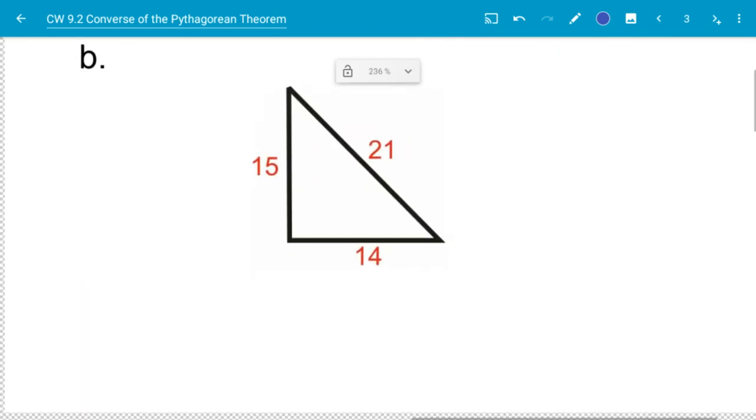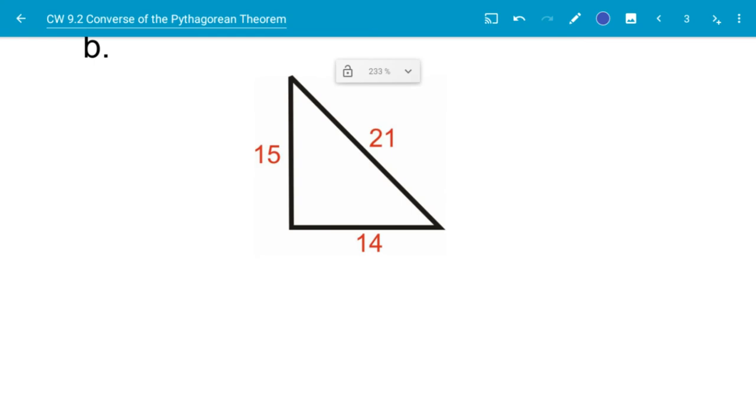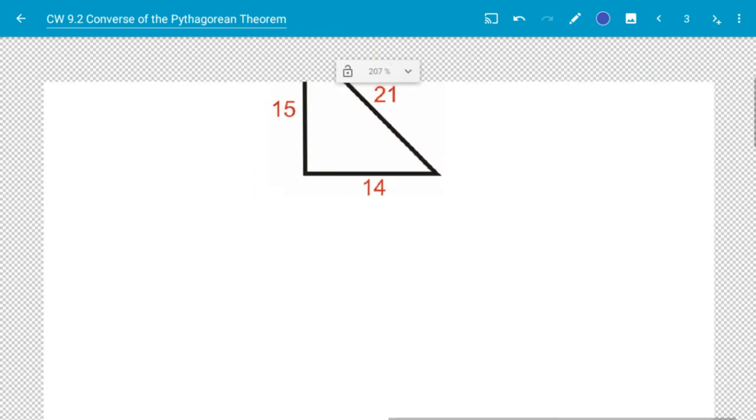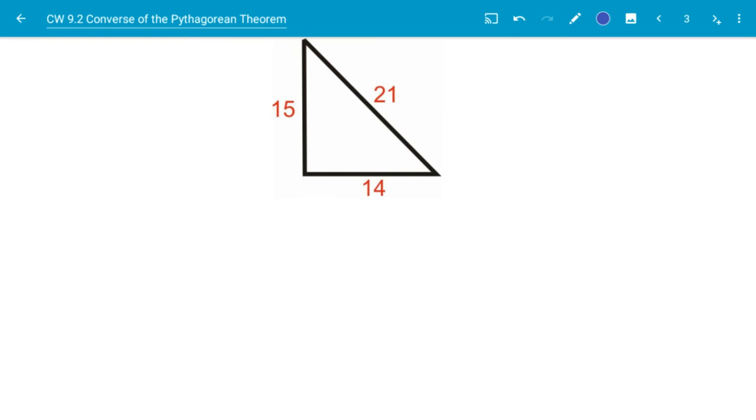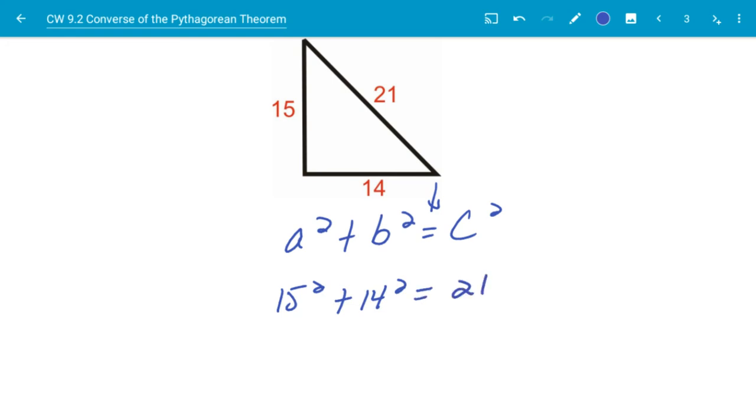Let's take a look at B. Now, just because it looks like a right triangle, and you're like, oh, that looks like it could be a right triangle there. If it doesn't have the marking for perpendicular, then we know we can't assume it's a right triangle. So again, I'm using the Pythagorean theorem: a squared plus b squared is equal to c squared. We want to know if it's equal to, less than, or greater than. So I'm going to have 15 squared plus 14 squared compared to 21 squared.